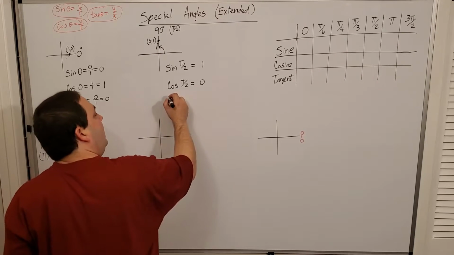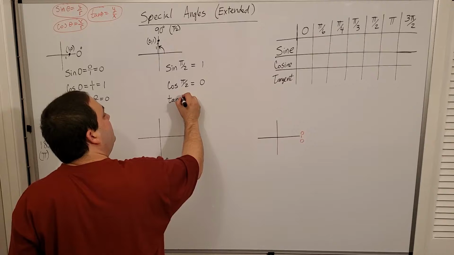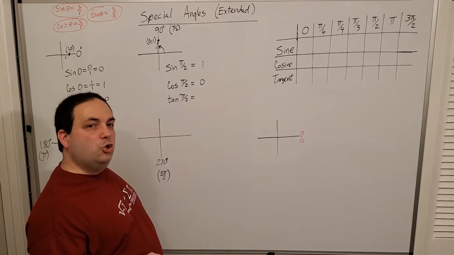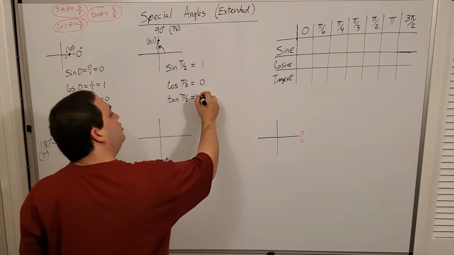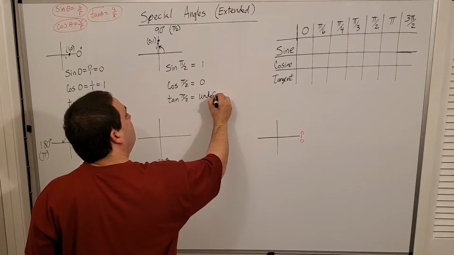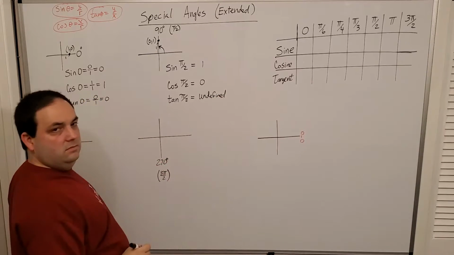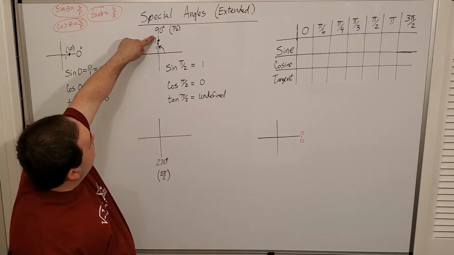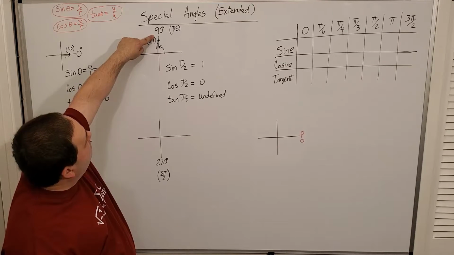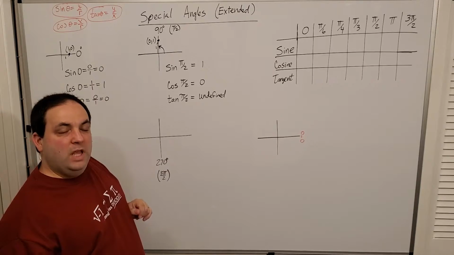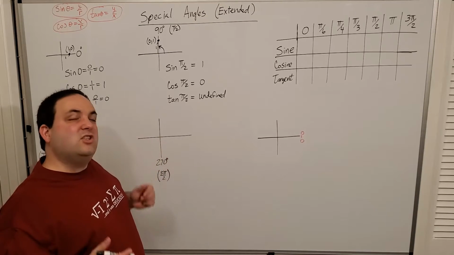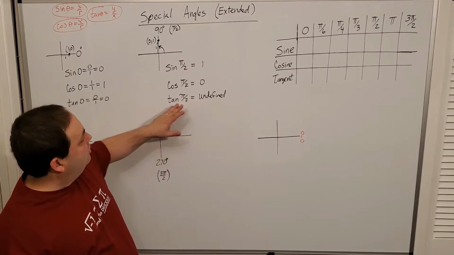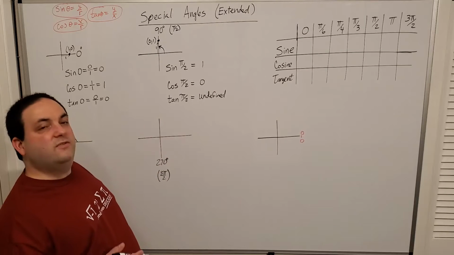And here's a real kicker for you. The tangent of pi over 2, the tangent of 90 degrees, is undefined. Okay? Because it's y divided by x. 1 divided by 0. It's a division by 0. There is no number for that answer. So your tangent of 90 degrees, your tangent of pi over 2 radians, is undefined.